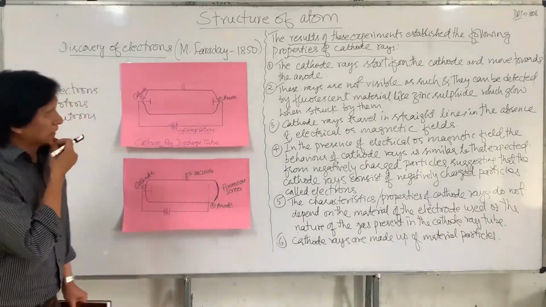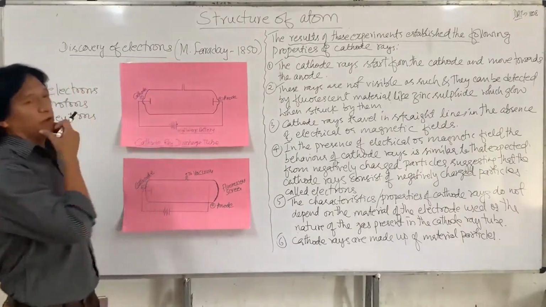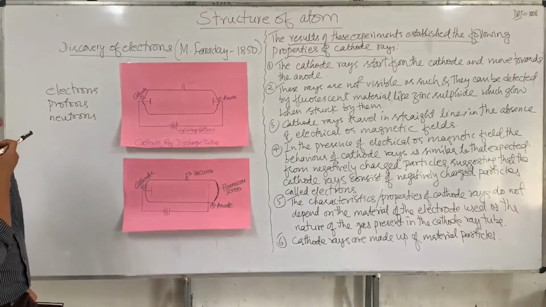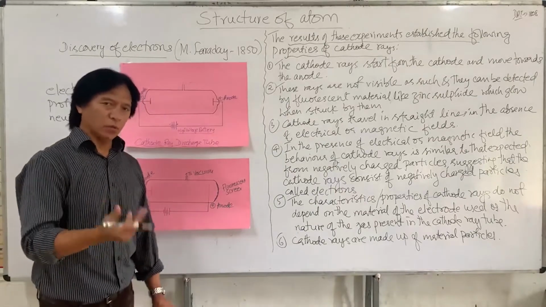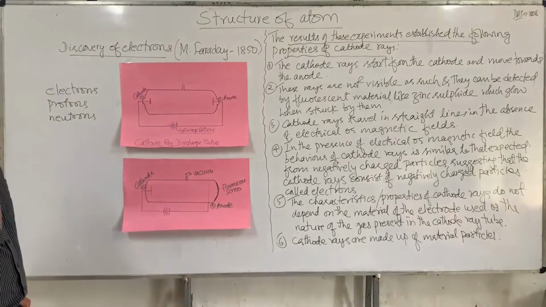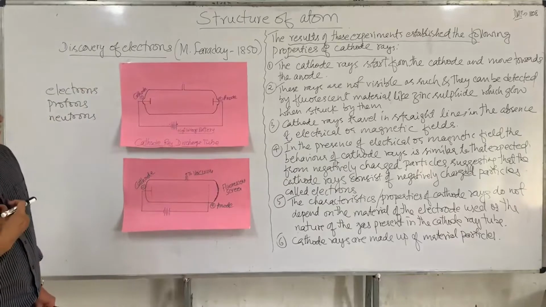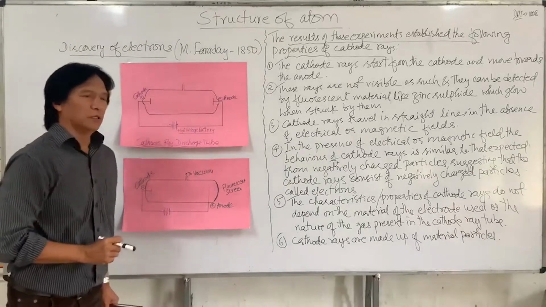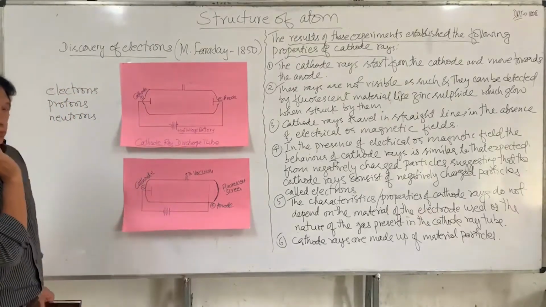It was sometime back in 1850 that Michael Faraday did these experiments and came up with the discovery of what are today known as electrons. In his experiment, he used this device, which is called the cathode ray discharge tube. So he did his experiment using this cathode ray discharge tube.